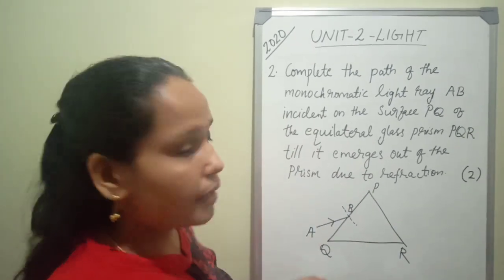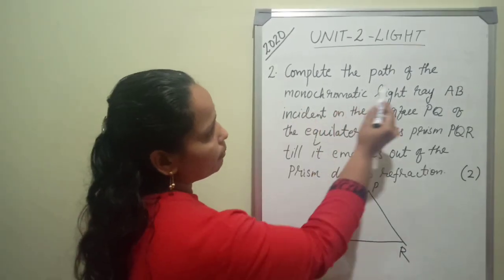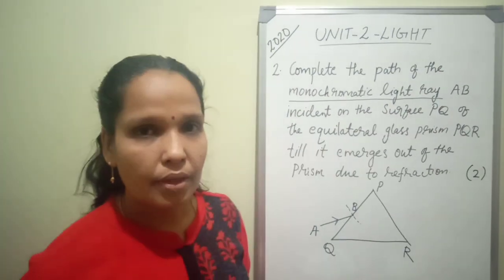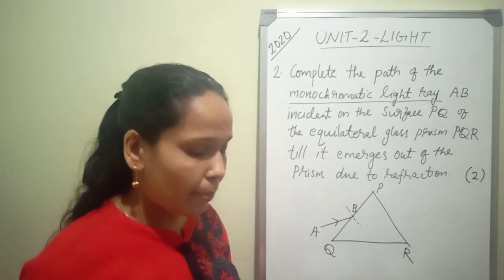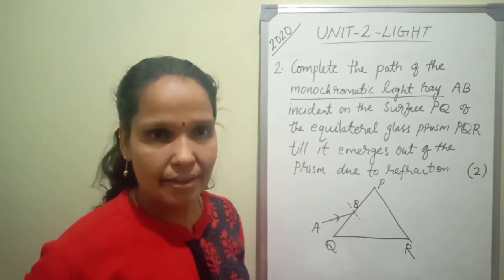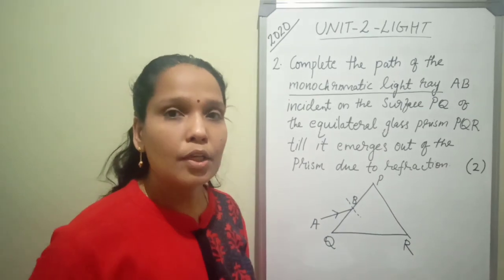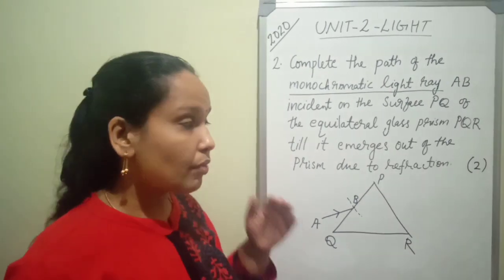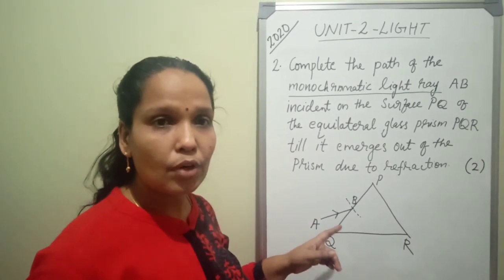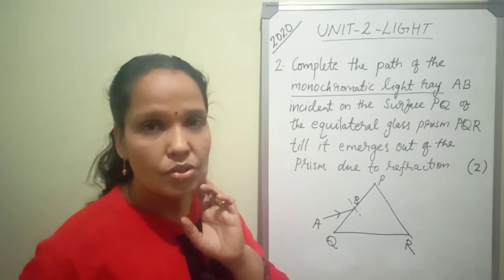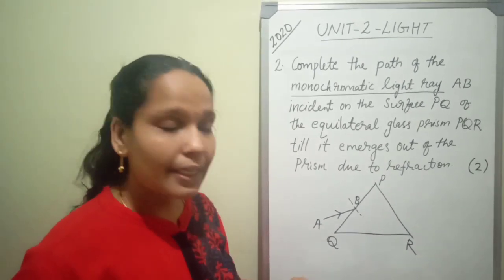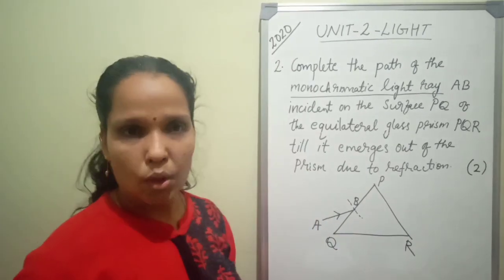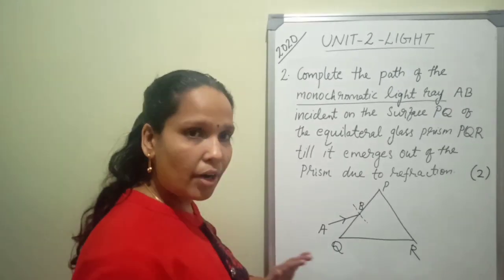The important thing we have to understand here is complete the path of the monochromatic light ray. Monochromatic ray, what is the meaning of that? Monochromatic means only one color. The other word is polychromatic. We have learned white light is polychromatic in nature. Suppose white light passes through the prism, what happens? It splits into 7 constituent colors. But here, since it is monochromatic, it is a single color only, so splitting will not take place.